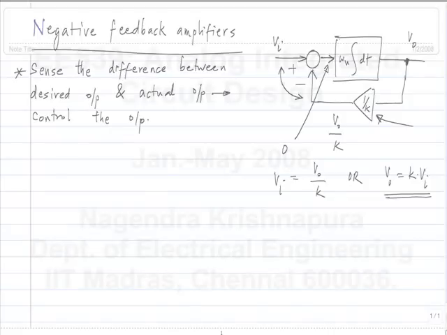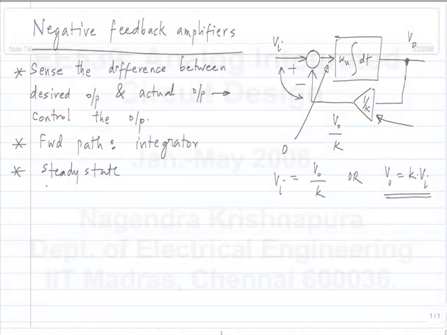So let's take the system and analyze some characteristics. So we already know that the forward path needs to be an integrator, and once you do this, in steady state, here I am talking about a constant input. Okay. In steady state, V0 equals K times Vi. So when I say constant input, that means it's a DC input. It's the DC picture that I am talking about. Okay. If you apply a constant input, wait for a long enough time, the output will be K times the input voltage. Okay. So we have made an amplifier that gives you a gain of K, at least in the long term.